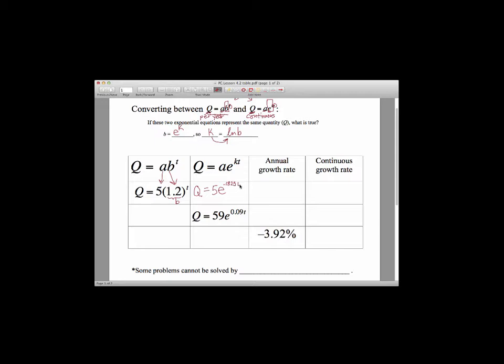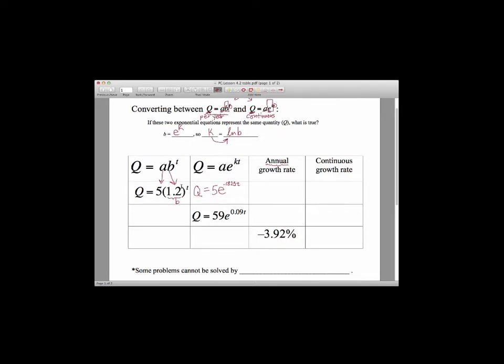0.1823. So if we wanted to convert the per year formula into the continuous formula, we have now accomplished that. Those two formulas, both of them would be equally good at modeling the growth of whatever we're trying to model. So then if we answer the last two questions, the annual growth rate then refers to the first formula, because this was the per year formula.